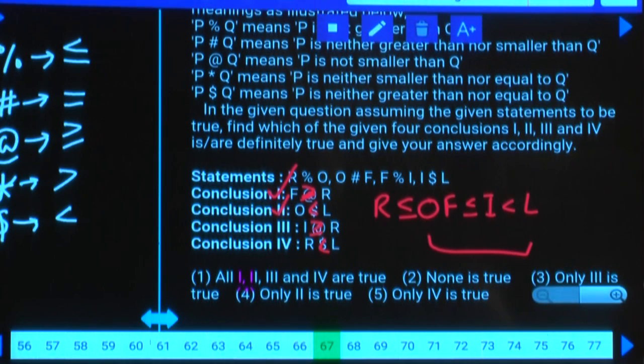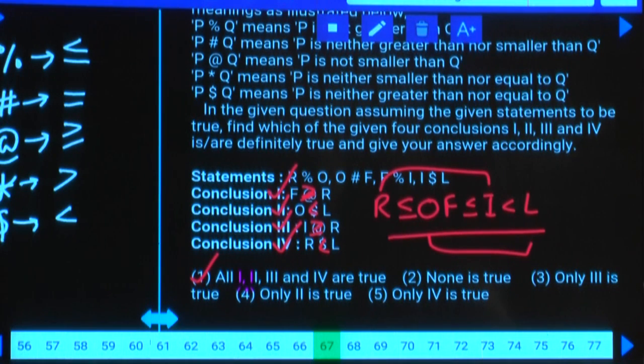Then coming to conclusion 3, I greater than or equals to R. Now between R and I, R lesser than or equals to I, which implies that I greater than or equals to R. This is also true. And between R and L, what is the symbol which is common? Lesser than. R lesser than L is also true. Hence all the given 4 conclusions are true. It is choice 1.